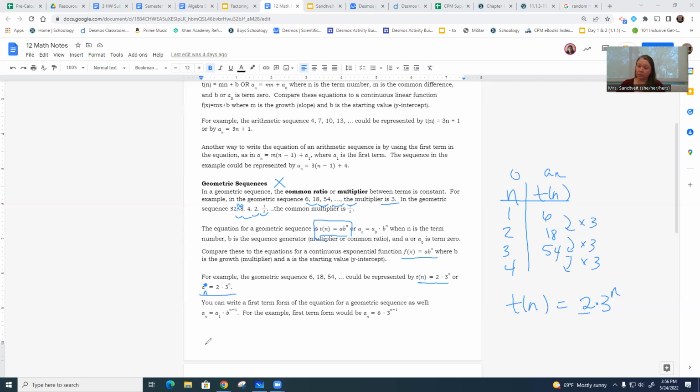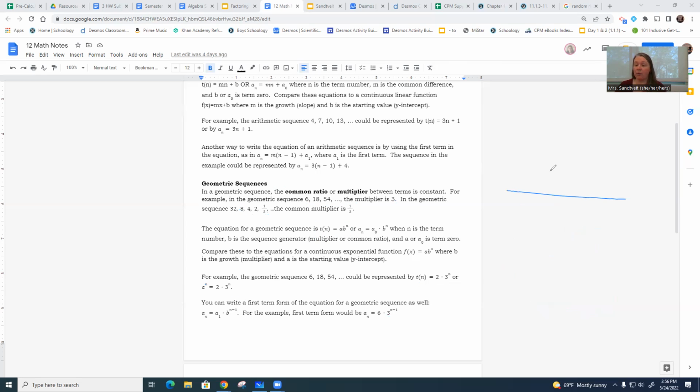All right, and then they also talk about you could write a first term form of the equation for a geometric sequence as well, and it would be a little different. It would look like this. So you see the multiplier is still 3, but they started with the first term of 6. And so the way they did that is sort of similar to how we did it with the arithmetic.